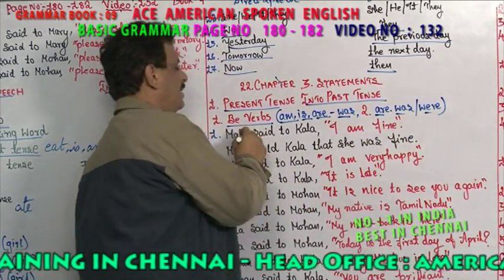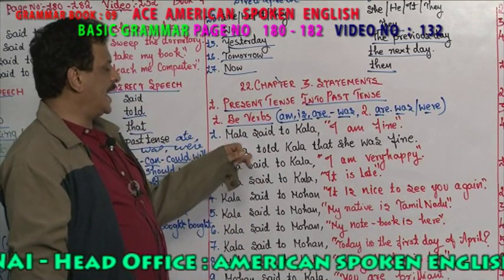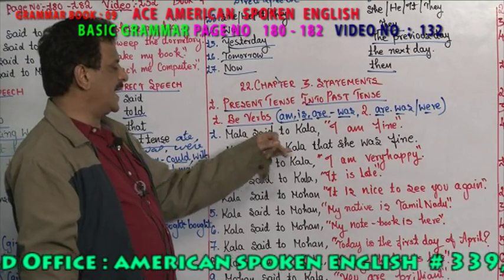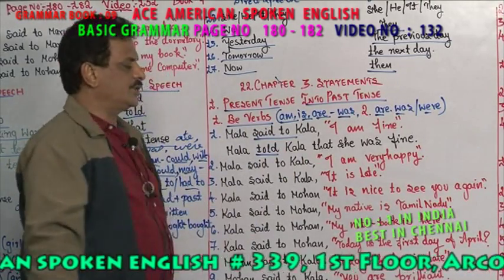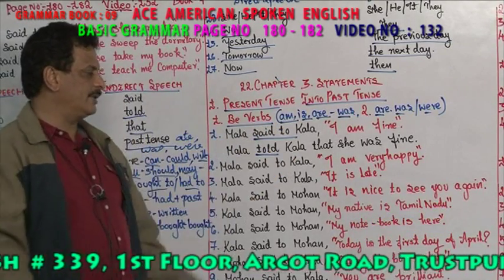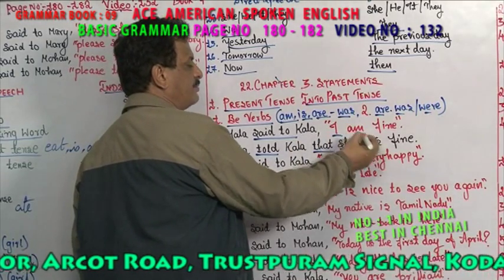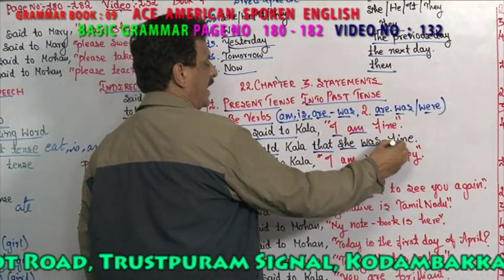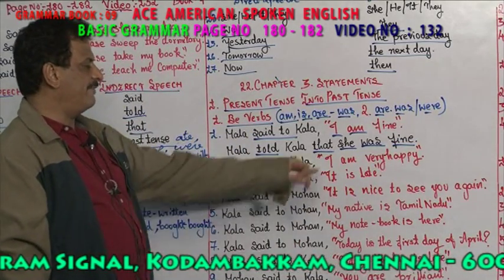For example, Mala said to Kala, I am fine. So how do you say? Mala told Kala. See, said to is there. Since said to is there, it changes into indirect speech. Told. Mala told Kala. You are adding the connecting word that. I changes into she. Am changes into was. Fine. She was fine.